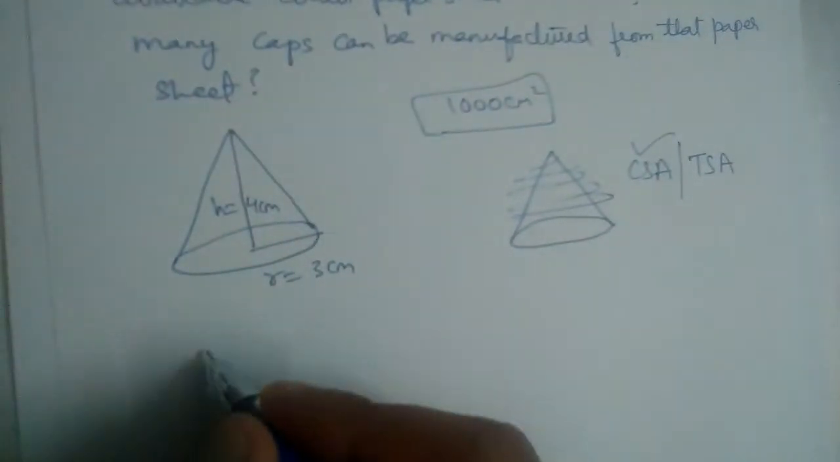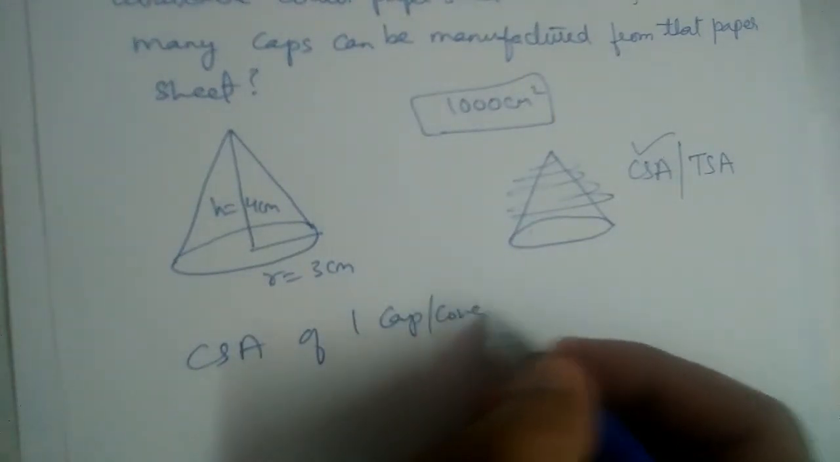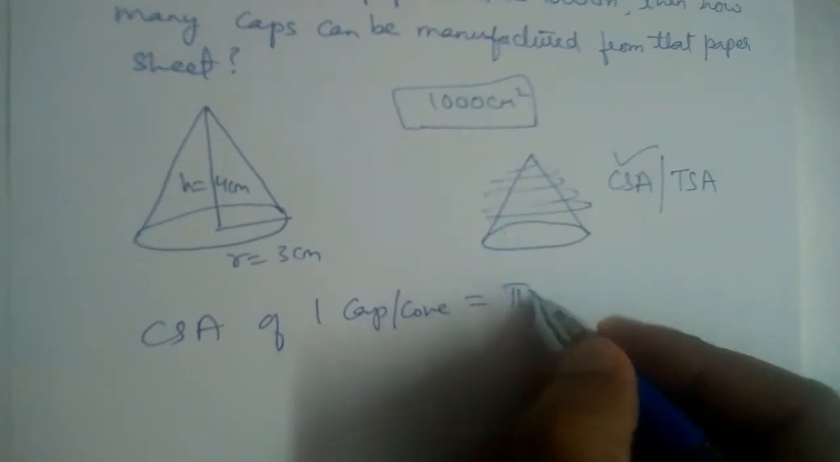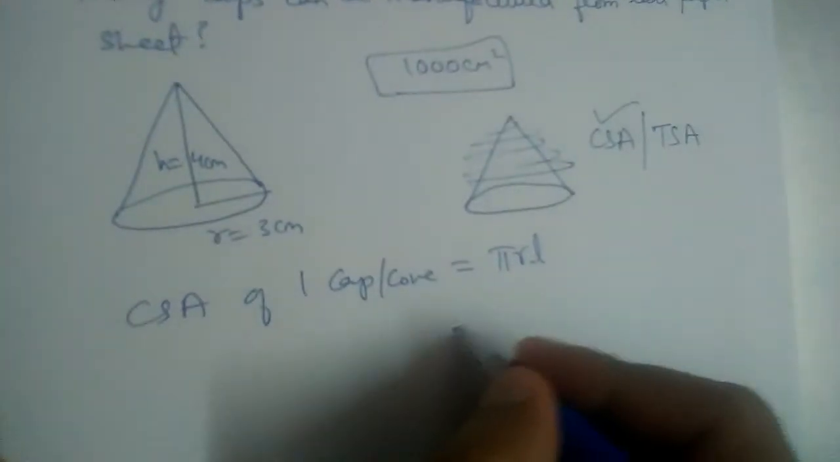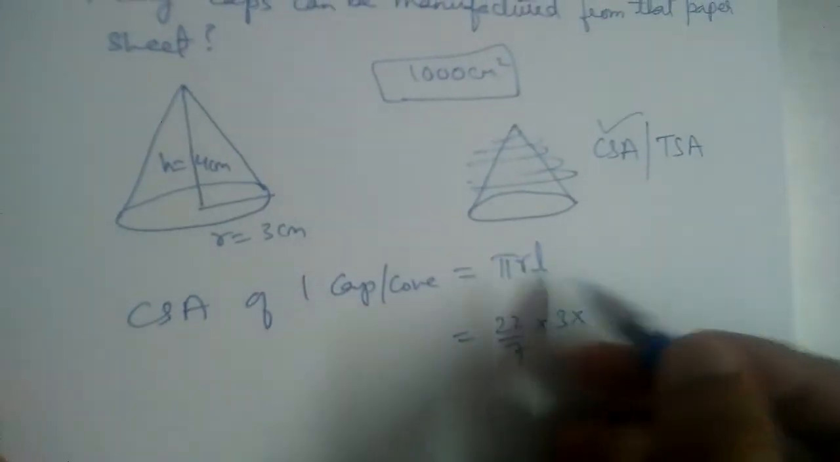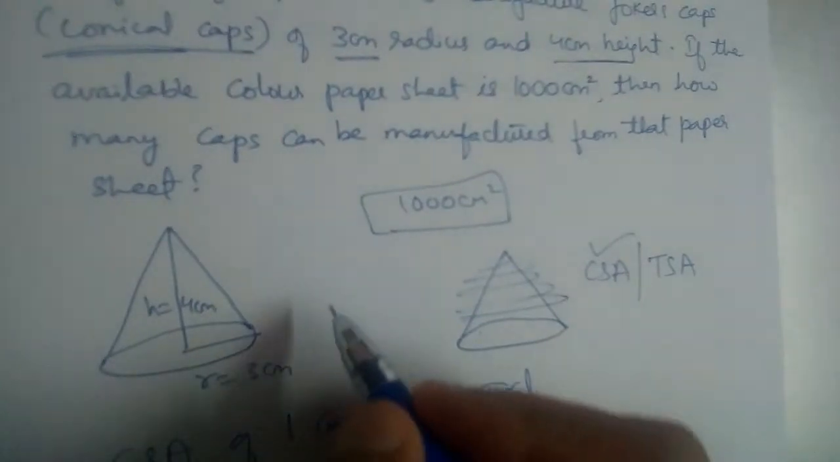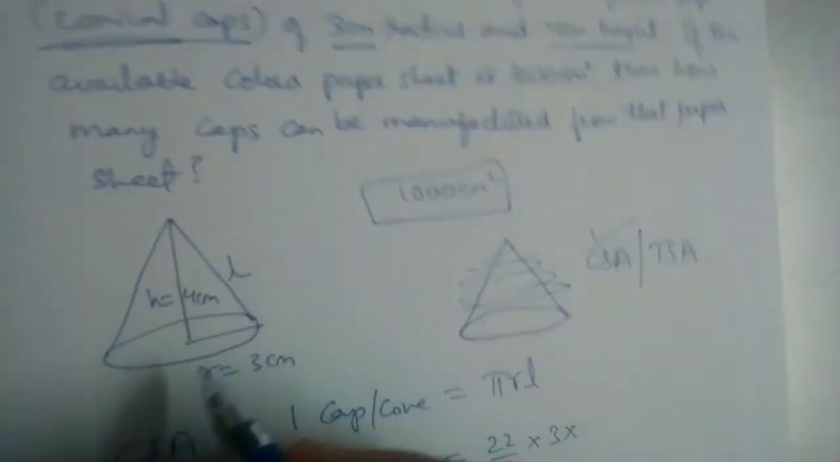So first let us find out curved surface area of one cap, or it is a cone only, right? So what is it? It is pi r l. So pi is 22 by 7, r is equal to 3, but what is the value of L? L is not known, right? So first let us find what is L. So L is slant height.